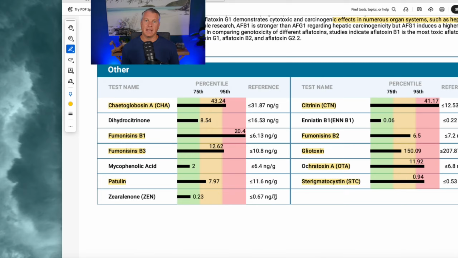But here's the thing. We can go over all this testing. We can talk about all the details about what's going on, but it has nothing to do with you specifically.